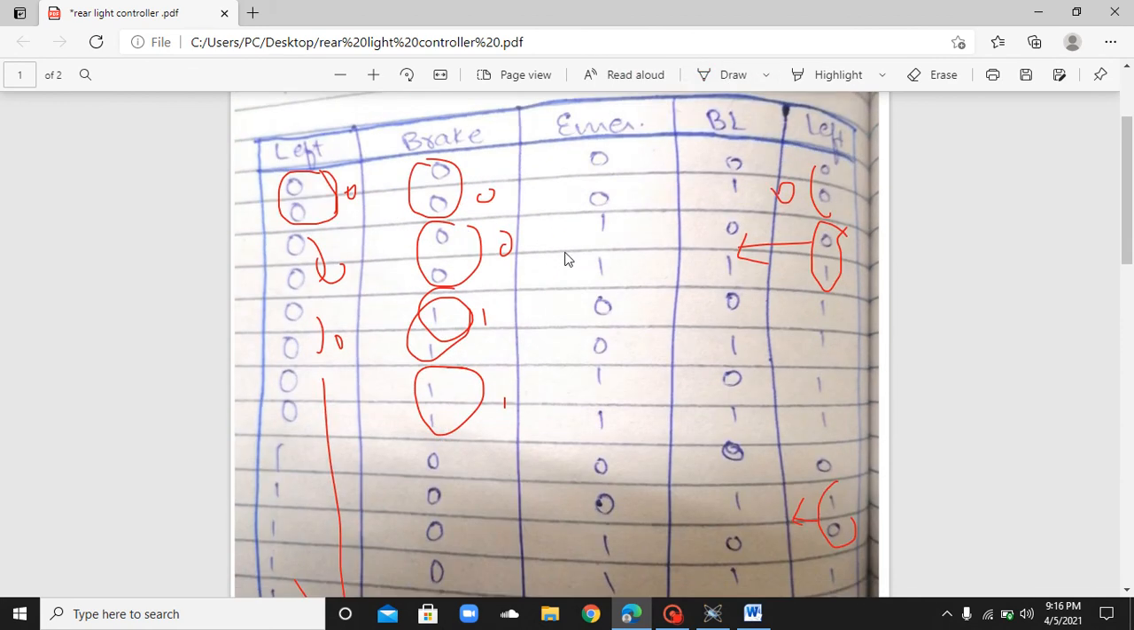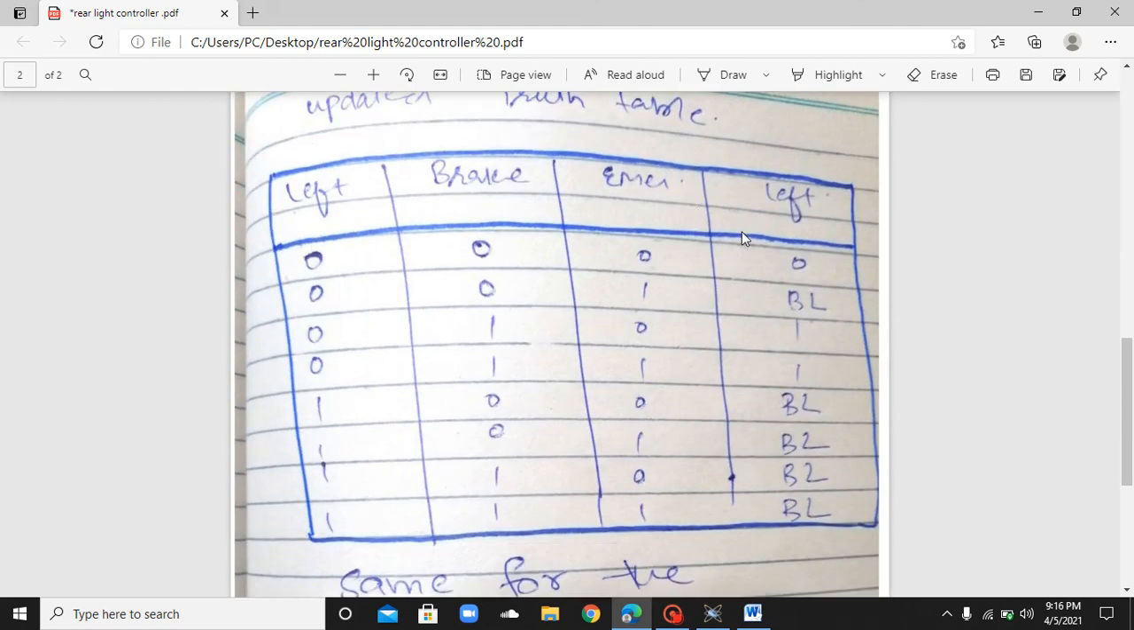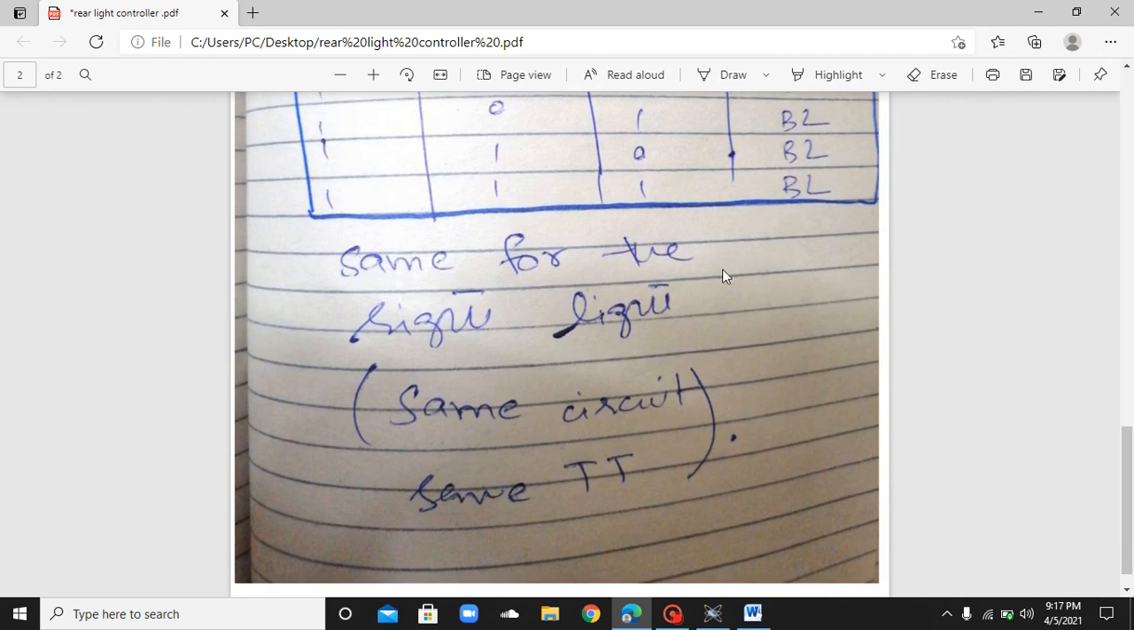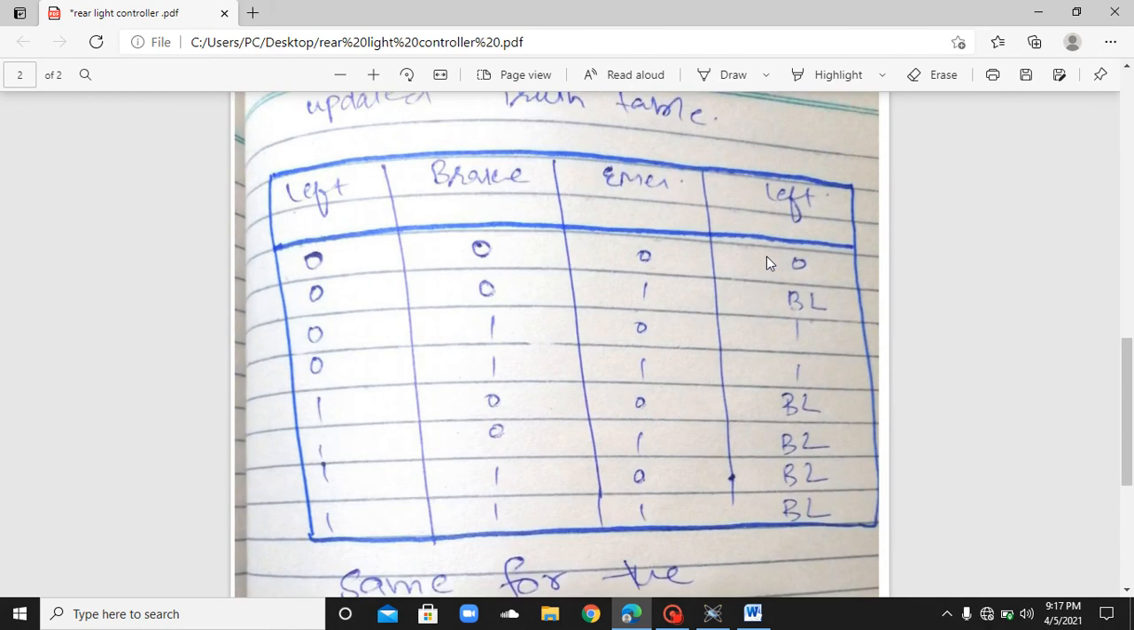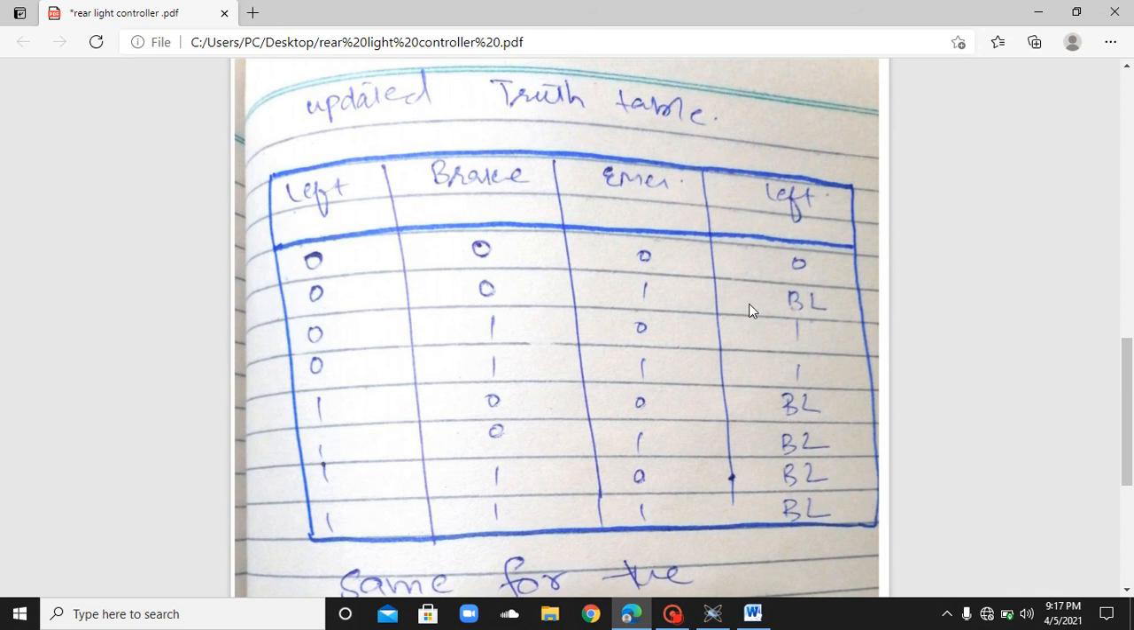For the sake of simplicity, I have made an updated truth table which has three bits, basically three inputs and a single output. The updated truth table says that if three inputs are 0, then the light will be at 0. If two inputs are 0 and one is at 1, then we will be getting an output which is the same as the BL, and so on, this whole truth table works. The same circuit, same truth table, and same simulation will be implemented for the right light. For the sake of simplicity, I have just implemented the left light simulation.